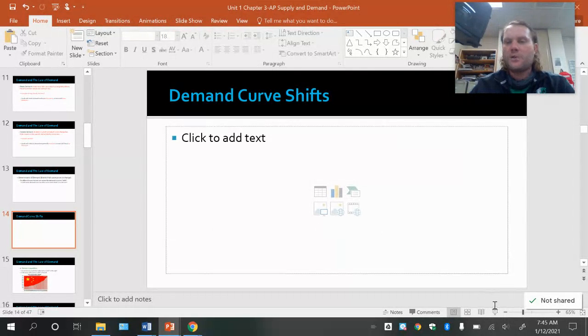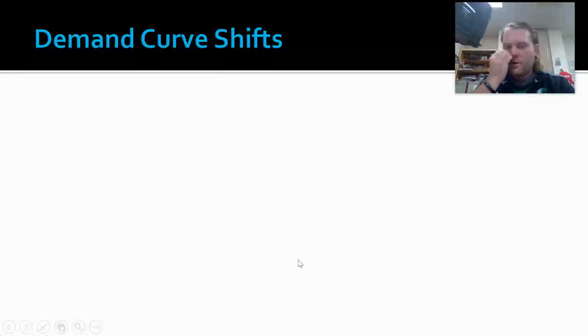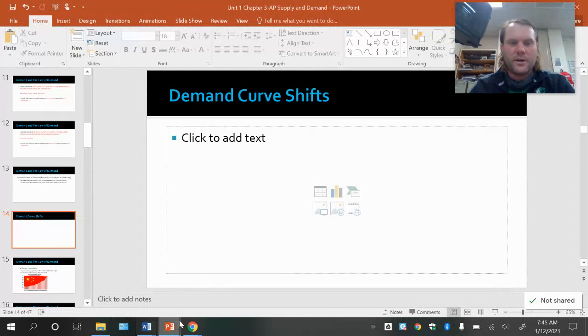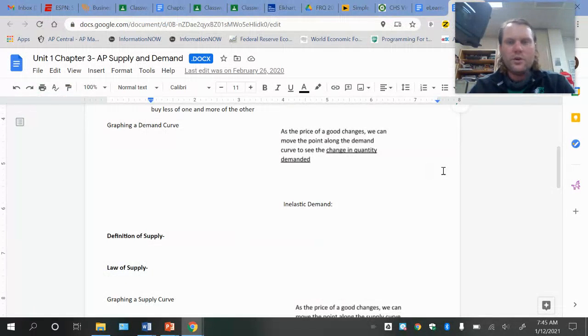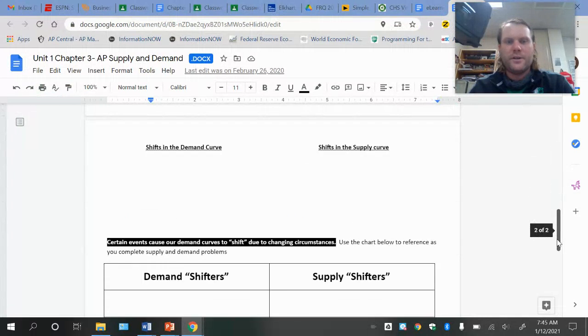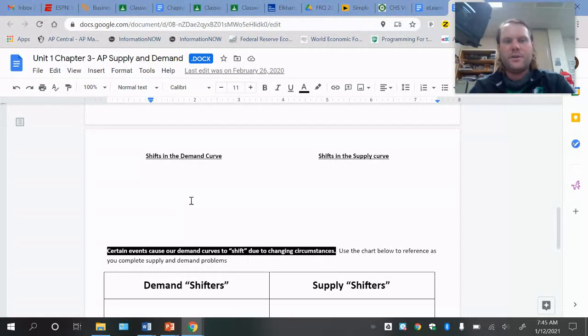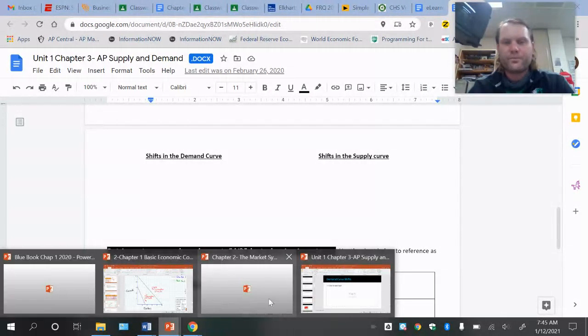Okay, now as we shift these, go ahead and, up in the top of those notes there, you've got a spot where you're going to draw the shifts in the demand curve. So that's where we're at. Then we're going to go down to the demand shifters down below. Okay, so go ahead and just start yourself off.